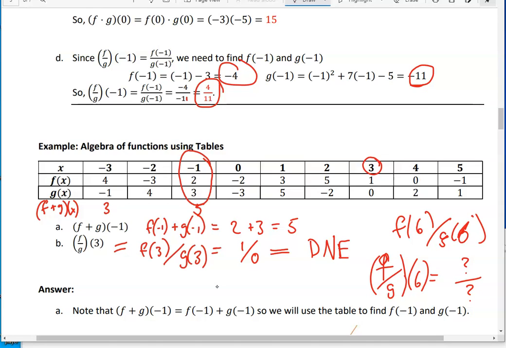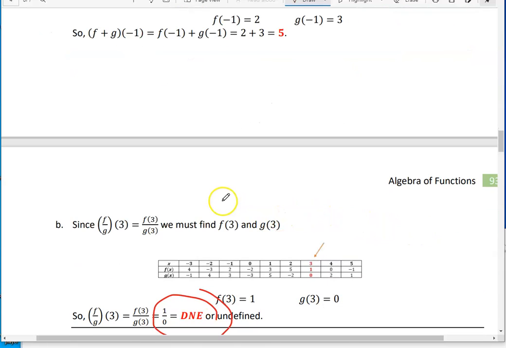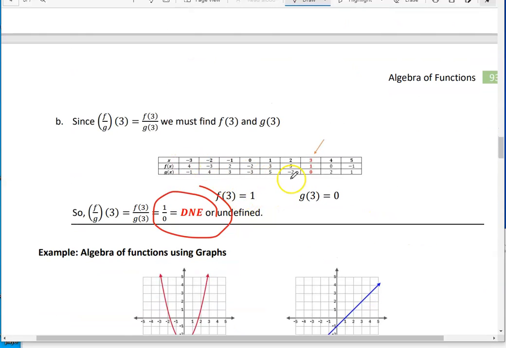When I say does not exist, I just say unknown, based on the data I have, I don't know what it is. Maybe someone has to go out and measure it, and then they'll tell me the answer. So you can't have any x's other than the x's that are in your table. Anywhere else? It's not told. I don't know for that table. So f of 3 over g of 3.